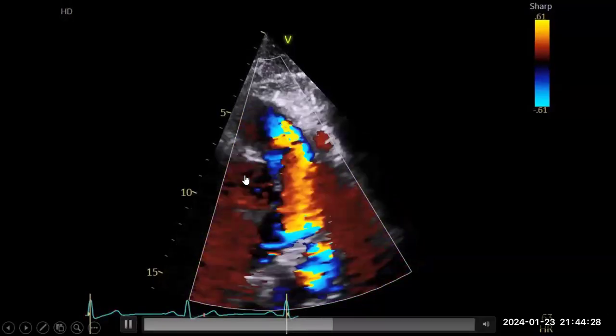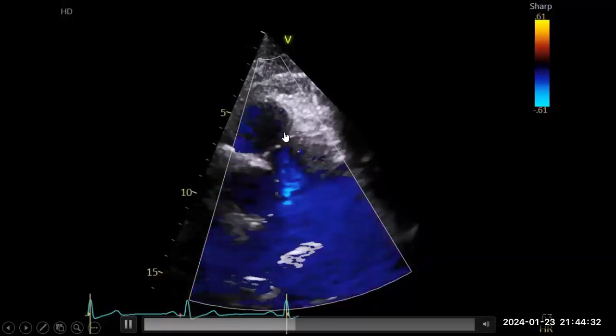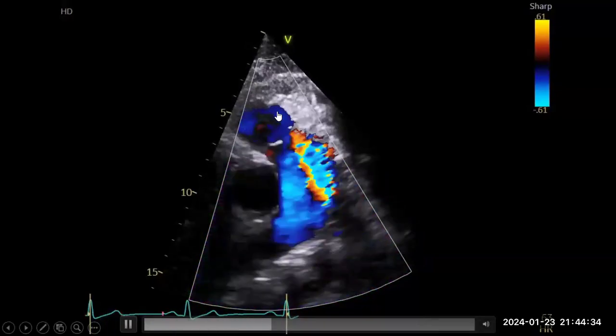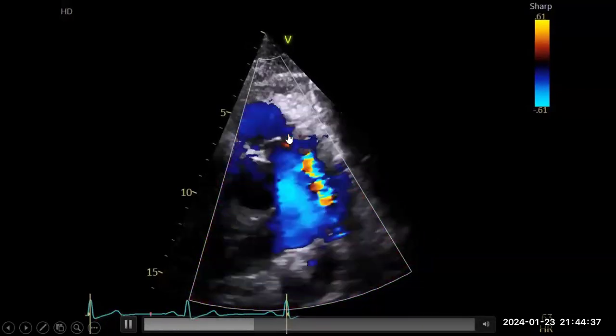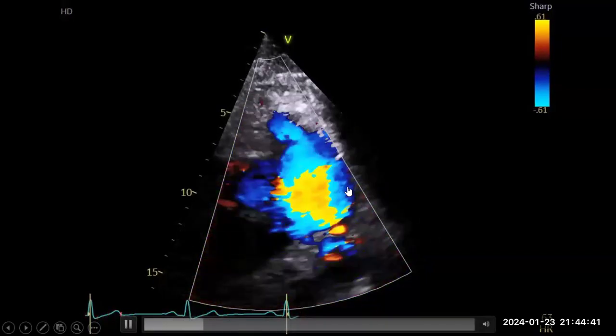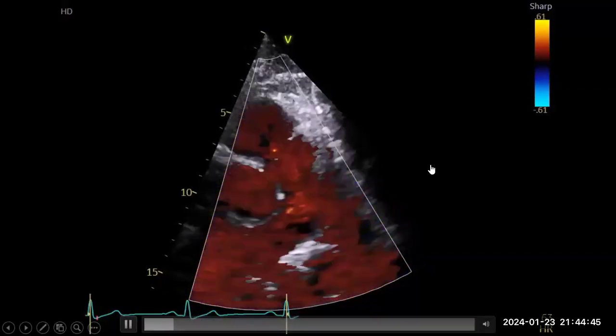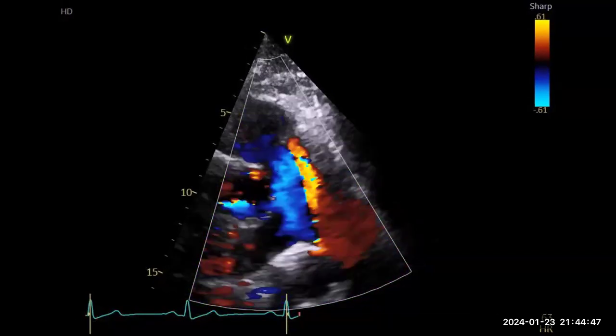Okay, good to start, Doctor. This is a short axis view at the level of the aortic valve. We concentrate now on the RVOT, the pulmonary valve, and after that the pulmonary trunk. So the question for you: is this systolic, diastolic, or continuous turbulence?